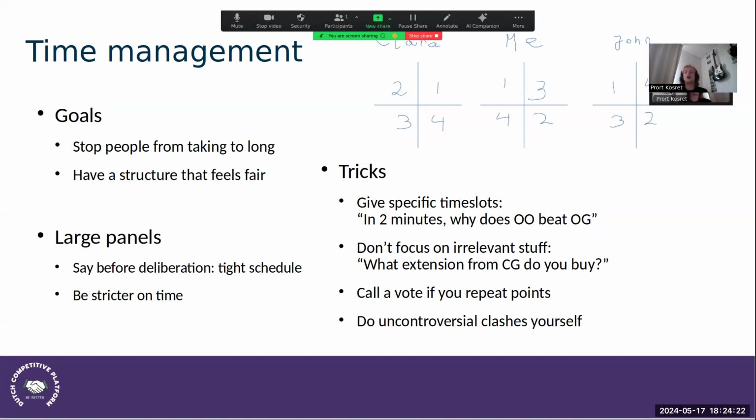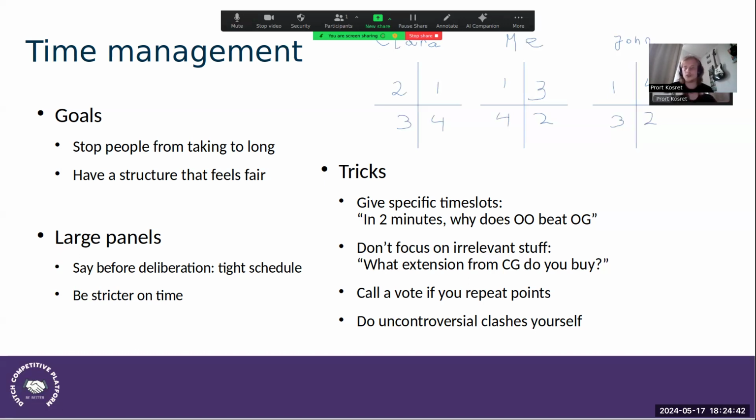So you don't ask, what do you think the extensions are that CG brings? You ask, what extension from CG do you buy? This means that you don't discuss stuff which everyone believes already is irrelevant. I think this already cuts to the chase. This already makes that people are only going to discuss the things that are important.